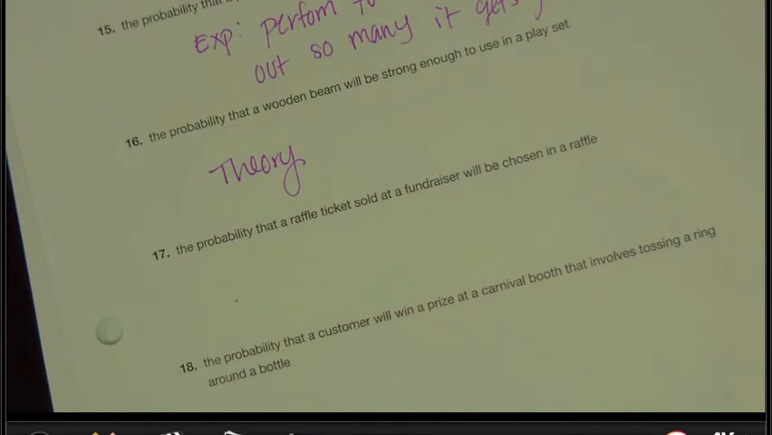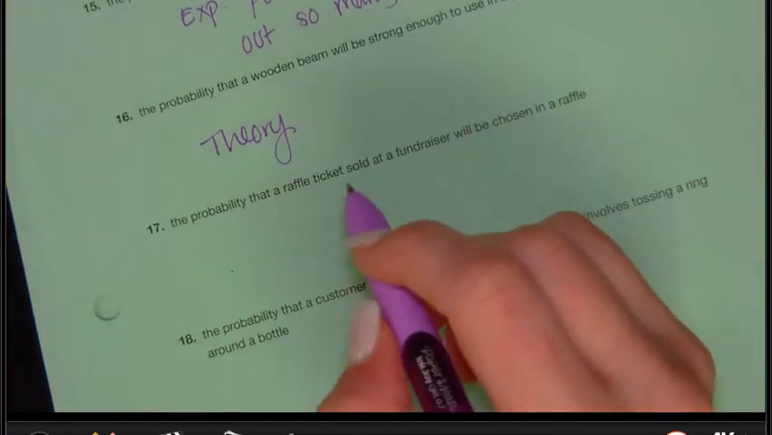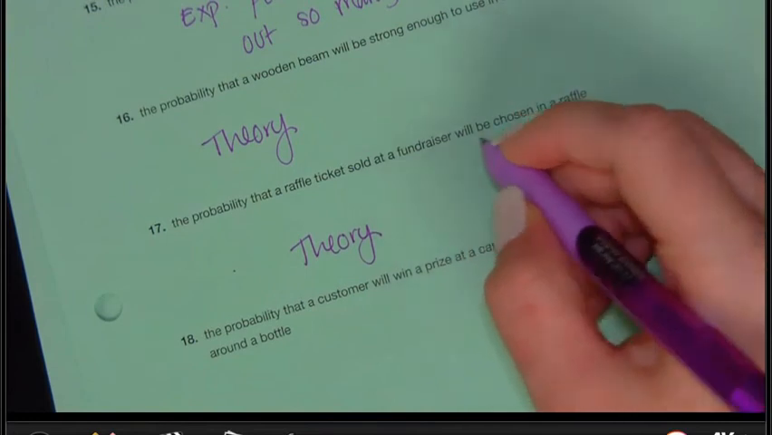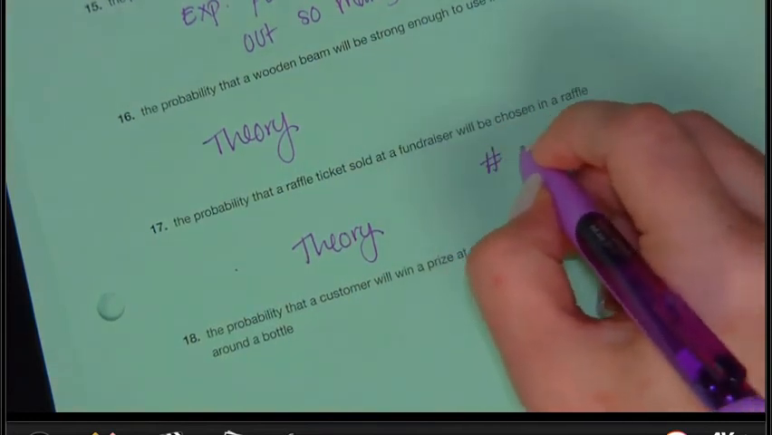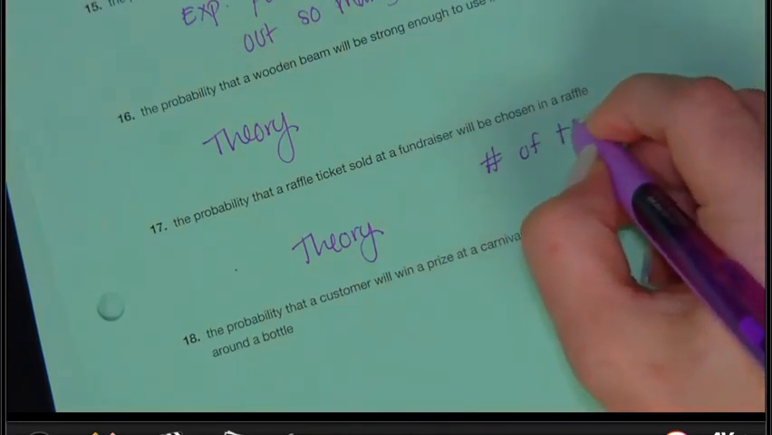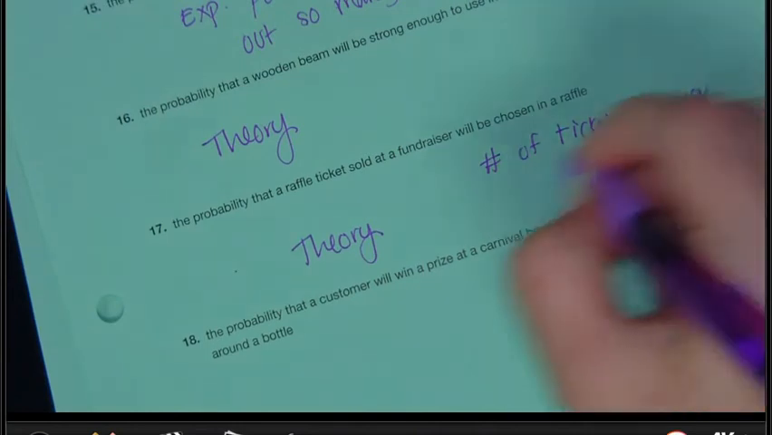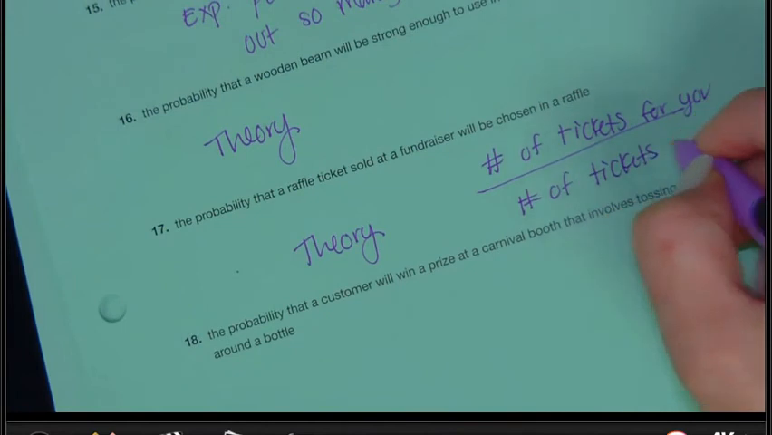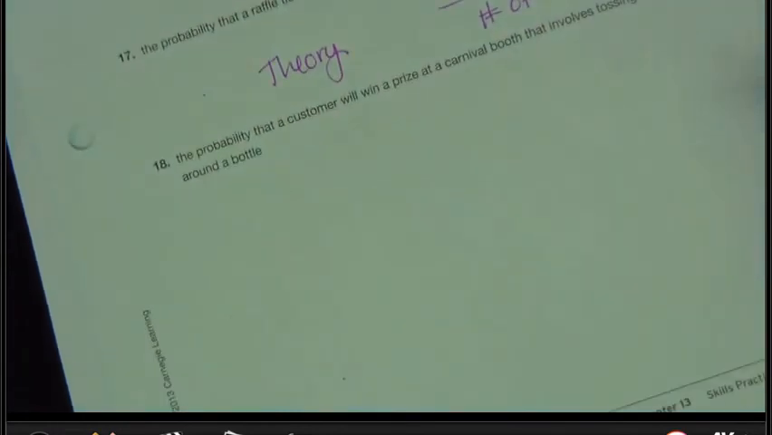Okay. Number 17, the probability that a raffle ticket sold at a fundraiser will be chosen in the raffle. And this one is also in theory. You can create the experiment by actually conducting it, but this is the number of tickets you put in over the number of tickets sold. So if you think about it, if there are 5 tickets sold and you put 2 in, you have a 2 out of 5 chance that your name is going to be pulled.